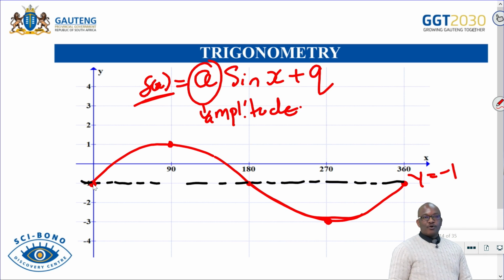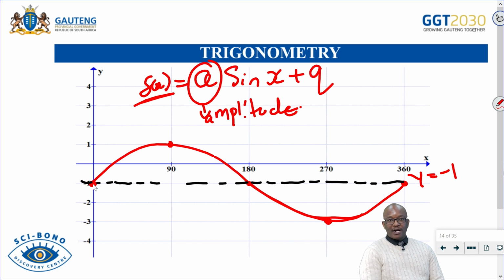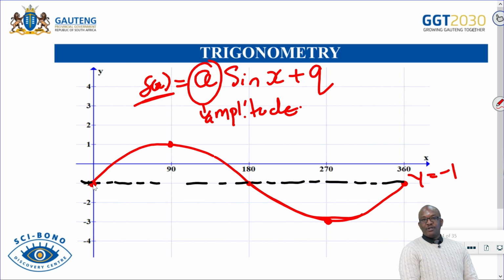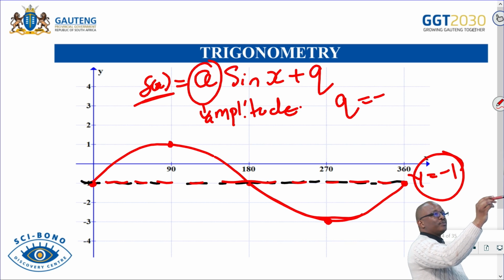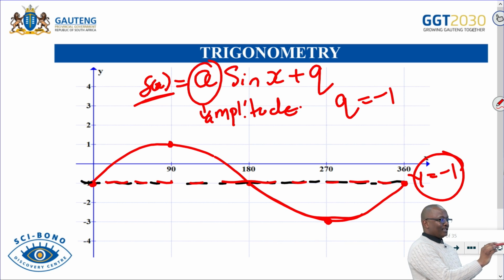Then we are going to look at the amplitude of our graph. The first thing that we need to identify is our midline. Our midline represents the value of what? Of q. So q is going to be negative 1. And A is an amplitude.